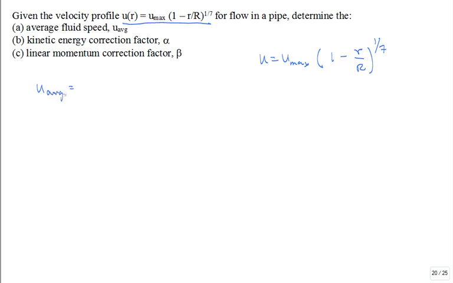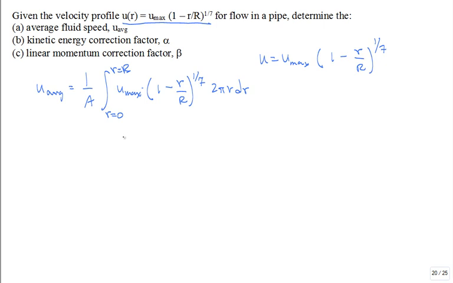The average fluid speed. Isn't that 1 over the area, the integral of the U, which is the product of U max times (1 minus r over cap R) to the 1/7 power, times dA. And we're going to integrate with little rings, 2 pi r dr, r going from 0 to cap R. I don't want to leave you in the dust, but is that right? Does that look familiar? Okay.